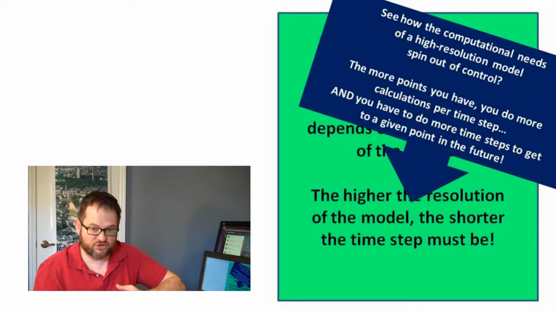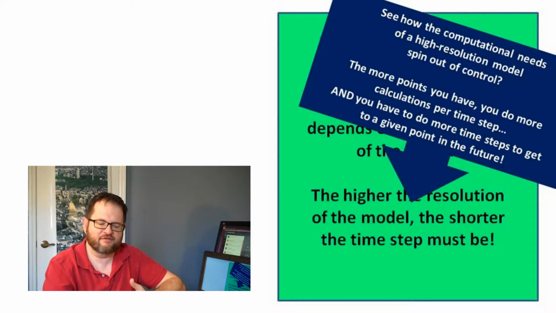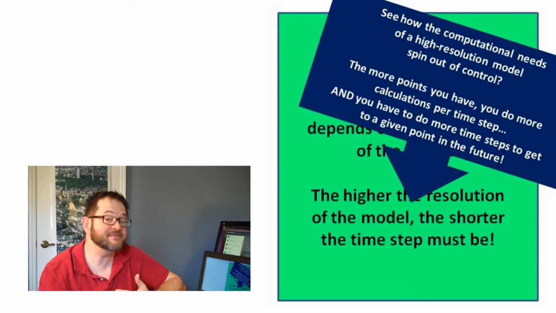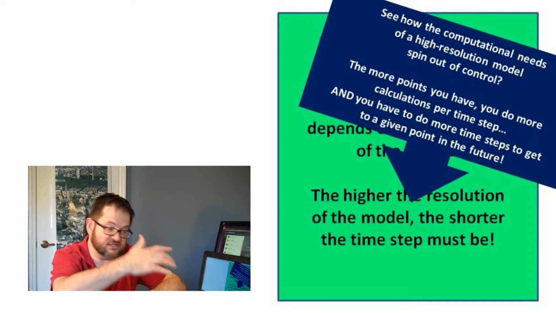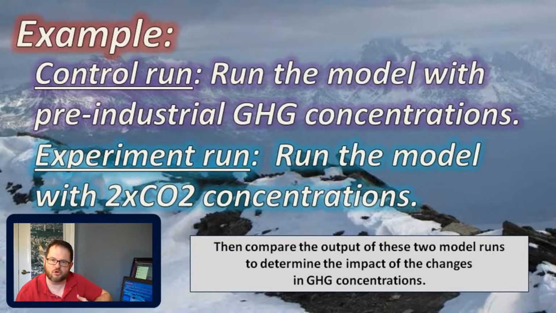You can see how, in general, this trade-off between resolution and domain gives us a sense of how the computational needs of these high-resolution models spin out of control fast. The closer together the grid points get, the number of grid points increases by the square of that. So if you have 4 times better resolution, you have 16 times more grid points. You need a bigger and bigger computer to run these things. The more grid points you have, the more calculations you have to do, and the more time steps, and the more times you have to do all those calculations as you get to some point in the future. It spirals out of control.